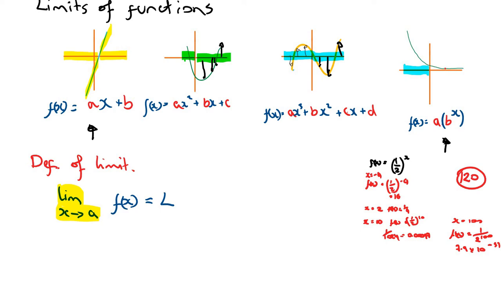So if you think about this function up here, that one there, we saw that the function f of x equals 1/2 to the power of x. As x got bigger and bigger, so let's say as x approached infinity, the function got closer and closer to 0. So the limit of that function is 0 as x approaches infinity.